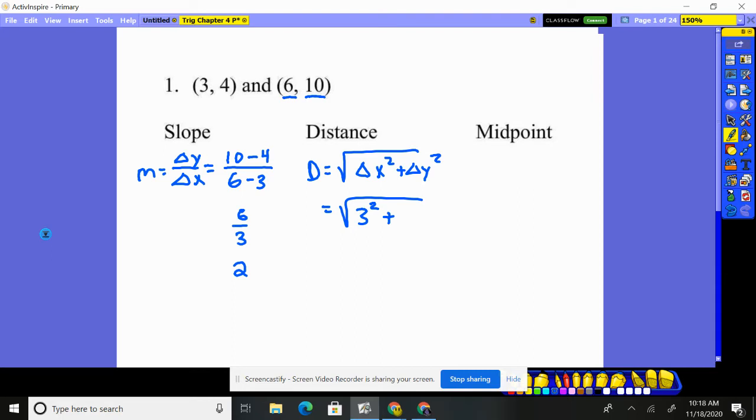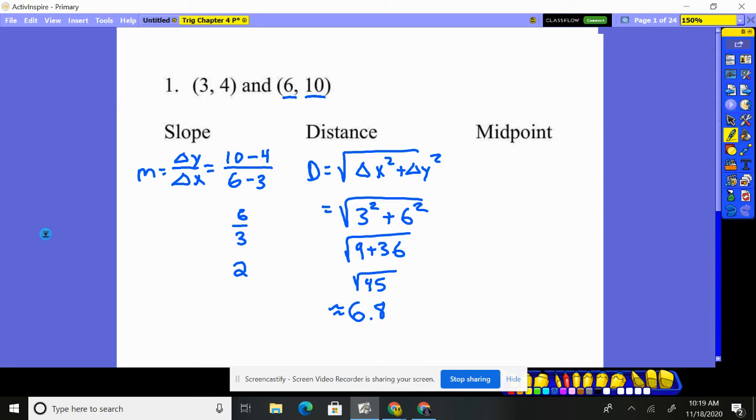The y's, 10 and 4, has a difference of 6. So this is going to be 9 plus 36, the square root of that, which is the square root of 45. And so we can round our answer. I know 7 times 7 is too much. So this is about 6 point. You're going to have to use a calculator. I'm going to guess that it's going to round to 6.8, maybe 6.7. You're going to have to check on your own.